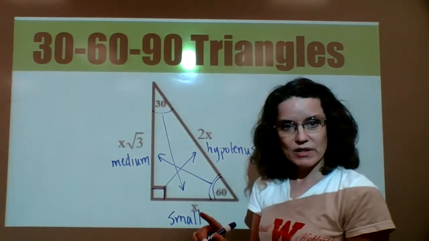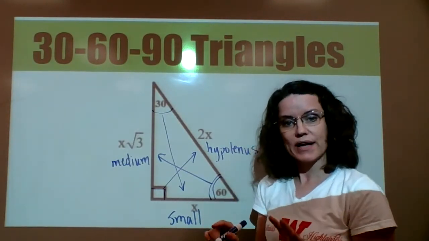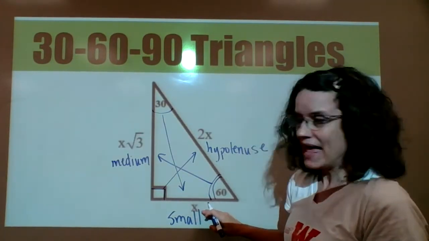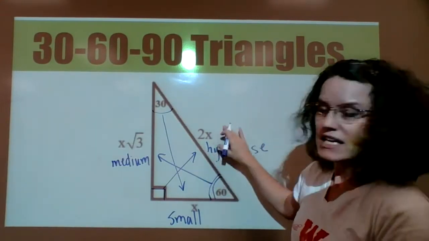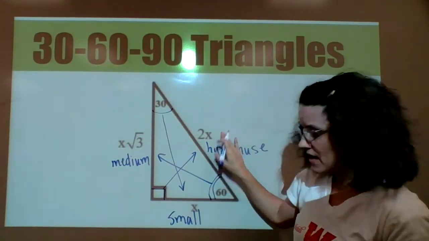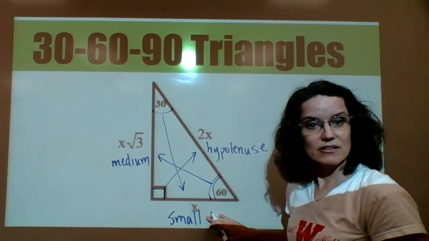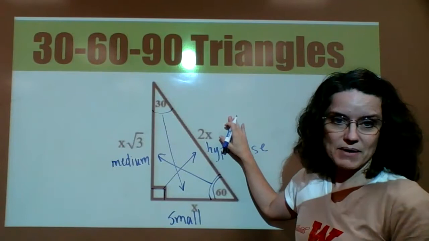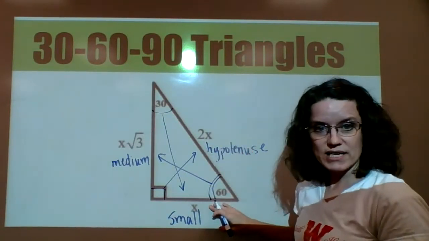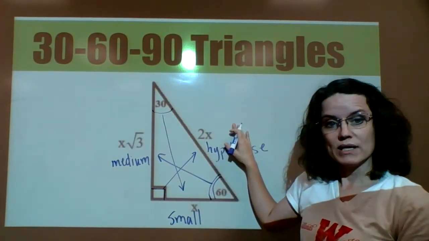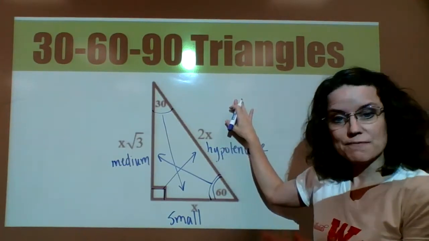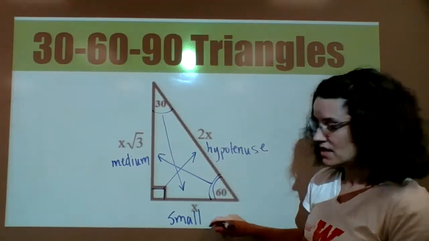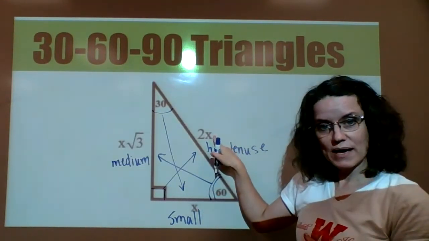Now, the interesting relationship that these 30, 60, 90 triangles have is that the small side, we just always call him small, or x. The hypotenuse is always twice as big as the smallest side in a 30, 60, 90 triangle. So if this side is 10, the hypotenuse is automatically 20. If this side is 14, the hypotenuse is automatically 28. If I know my hypotenuse is 50, I know the small side has to be 25. That relationship always holds. So that's what the x and the 2x tells me.